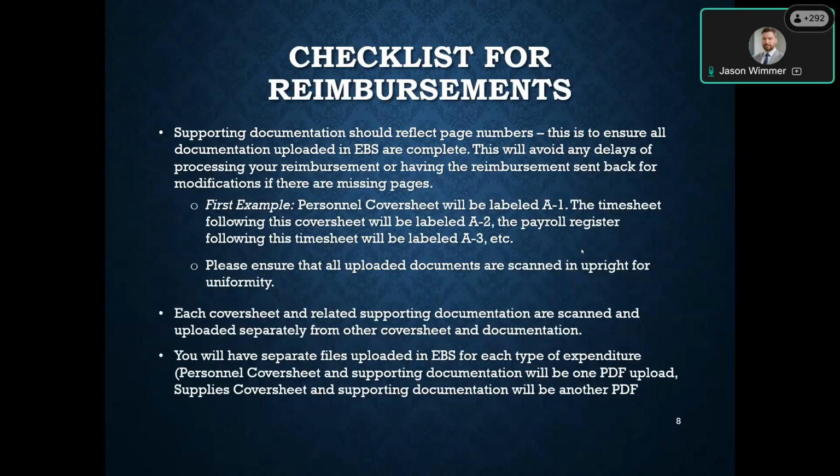The supporting documents should be labeled with the category identifier and the page number. For example, the supporting documents under personnel can be cover sheet A1, timesheet A2, payroll register A3, and proof of payment A4. This is going to allow your grant administrator to quickly locate the items within those packets. And when you upload the packets to EBS, you will upload each expense category separately. So there will be one for personnel, one for supplies, one for contractual, one for travel and equipment, and so on.